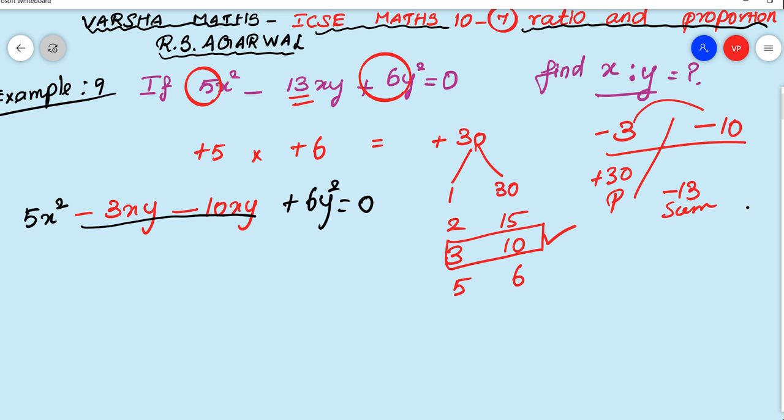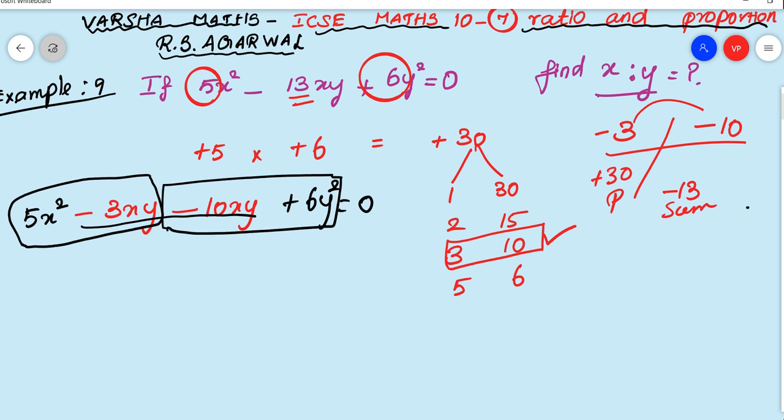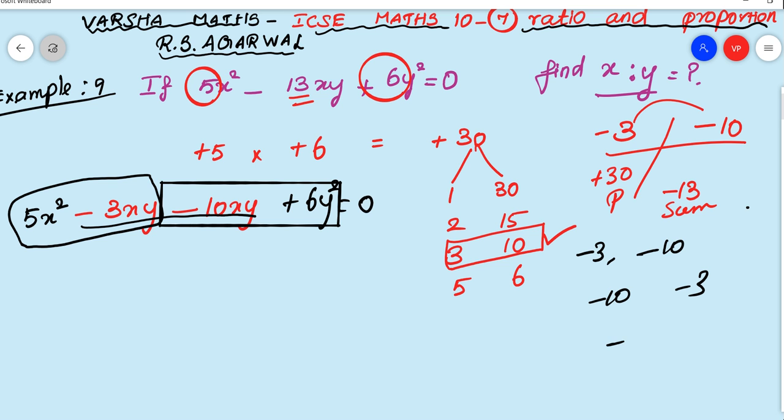So I have to group the first two terms. One of the students asked me, ma'am, we have split into minus 3 and minus 10. Can you write minus 10 first and then minus 3, or minus 3 and then minus 10? Is there any order to write here? There is no order, kids. You choose the right pair and you can write them in any order, minus 3 or minus 10. After grouping you will get the same answer.